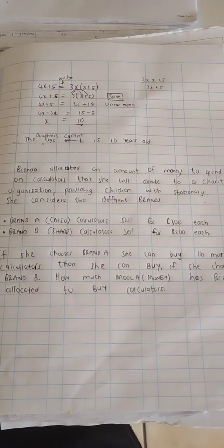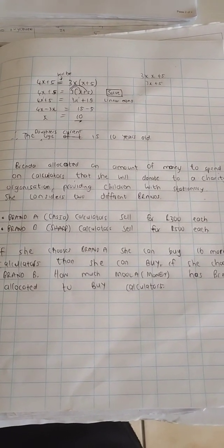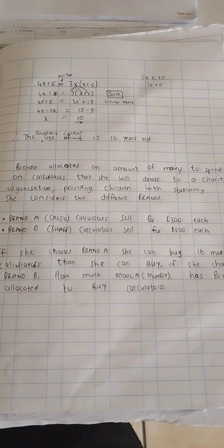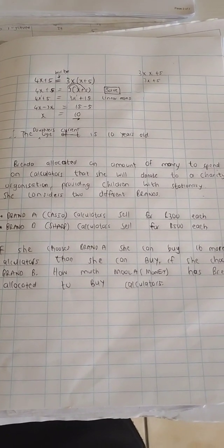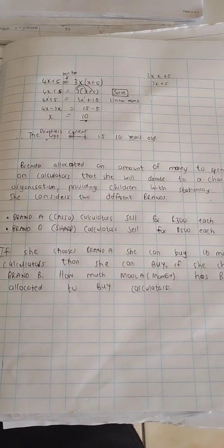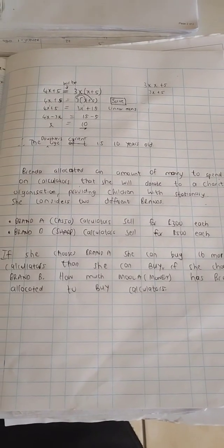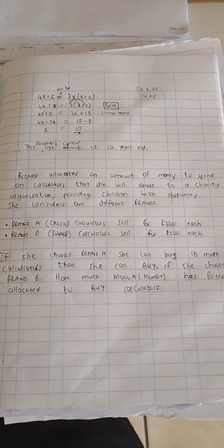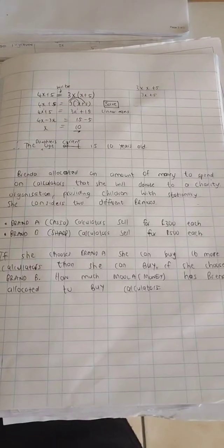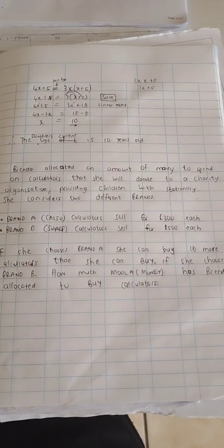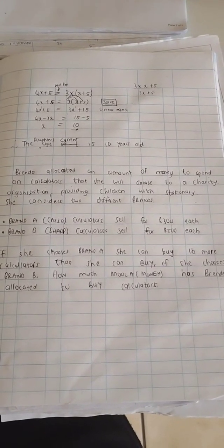She considers two different brands. Brand A are your Casio calculators, and they sell for 300 Rand each. Brand B, your Sharp calculators, they sell for 500 Rand each. If she chooses brand A, she can buy 16 more calculators than she can buy if she chooses brand B.